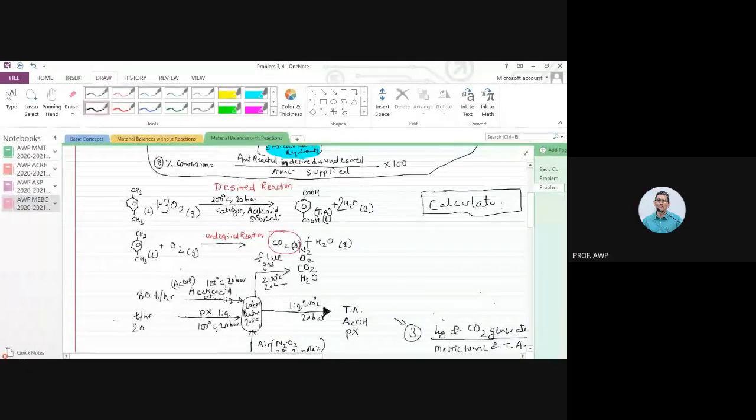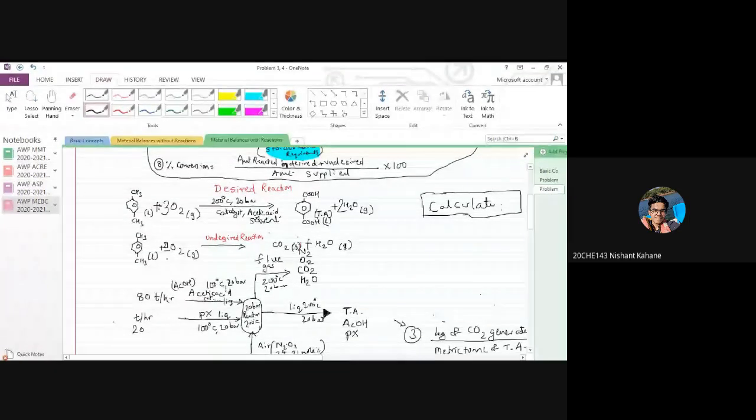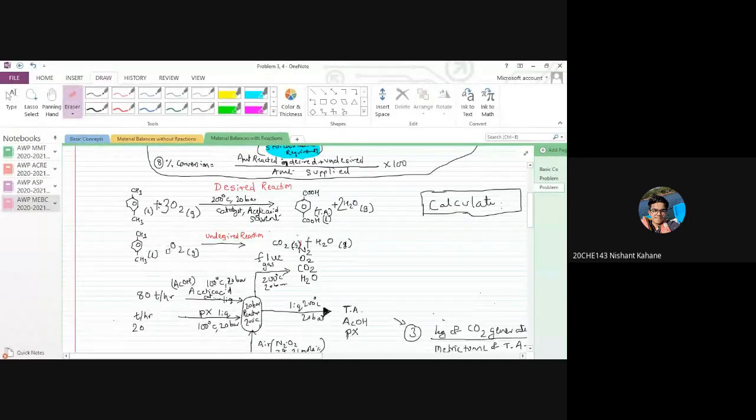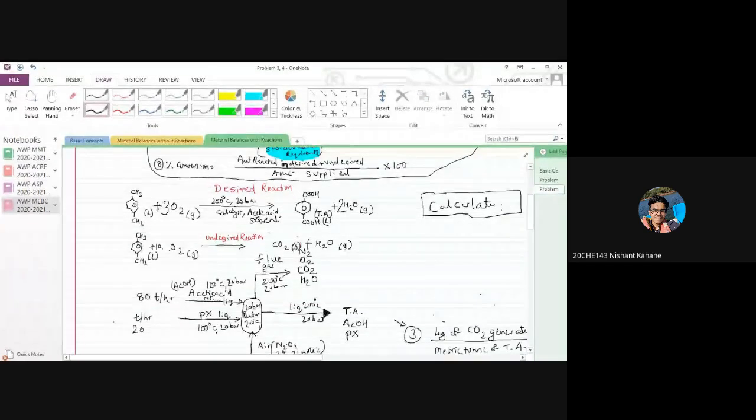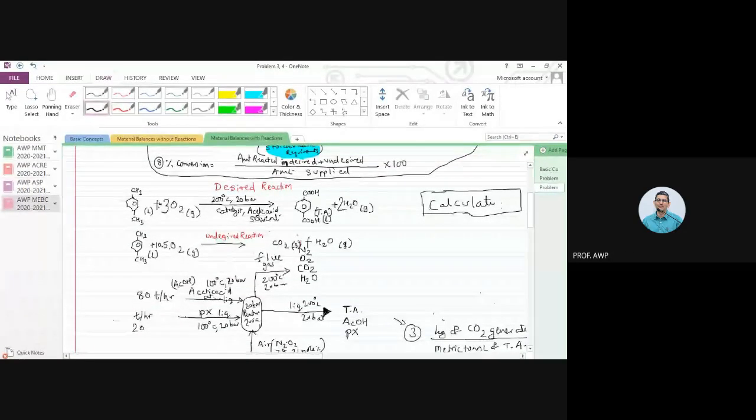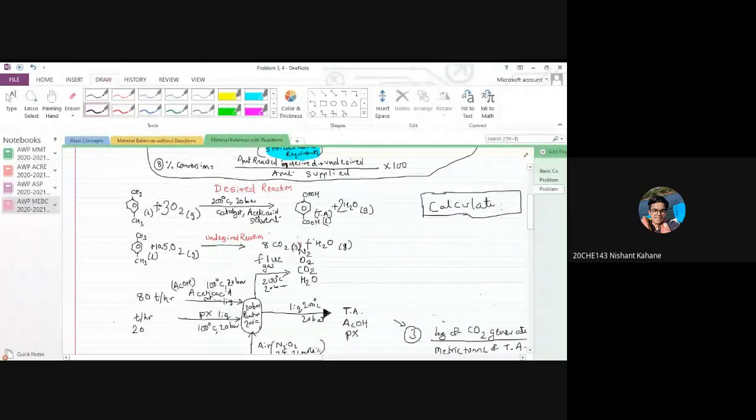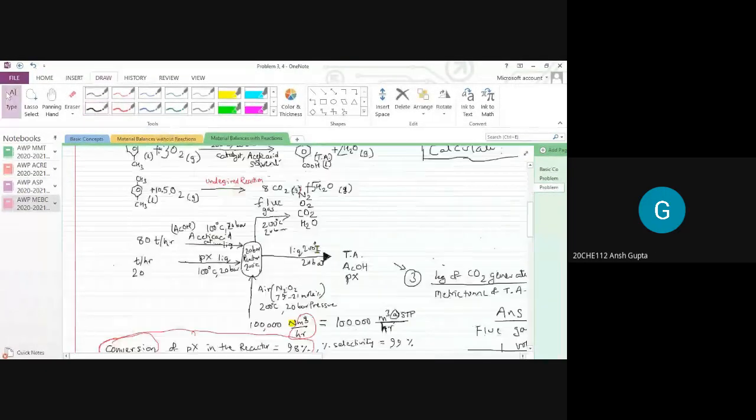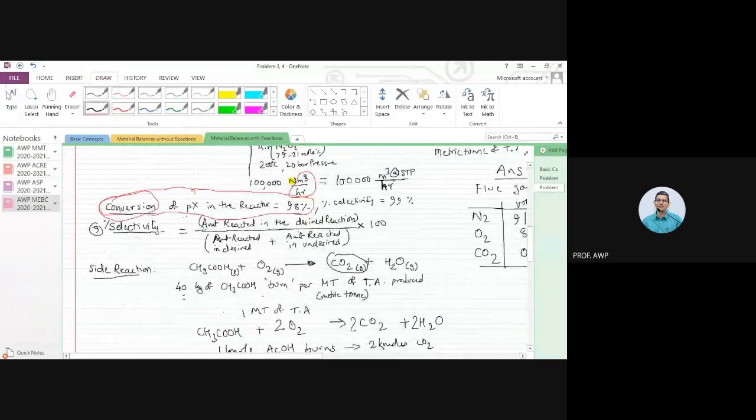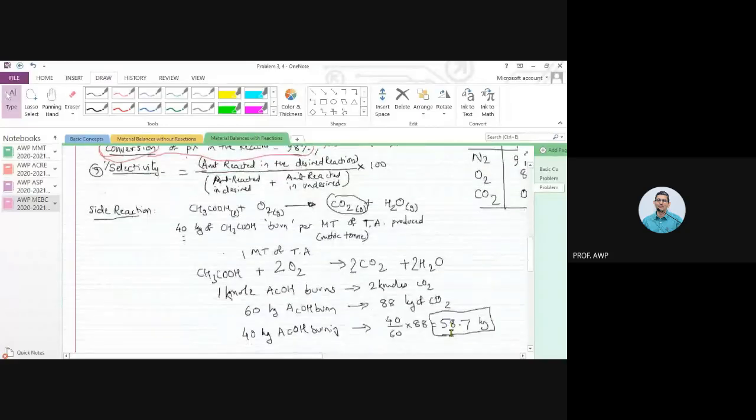Okay. Second reaction, somebody can balance. Paraxylene plus oxygen giving us carbon dioxide and water. Oxygen is 21 by 2, 10.5. Okay, let me write it as 10.5. 8 CO2 and 5 H2O. All right. What about this? Acetic acid plus oxygen. This we have already balanced, right? So acetic acid plus 2 oxygen give us 2 carbon dioxide and 2 water.